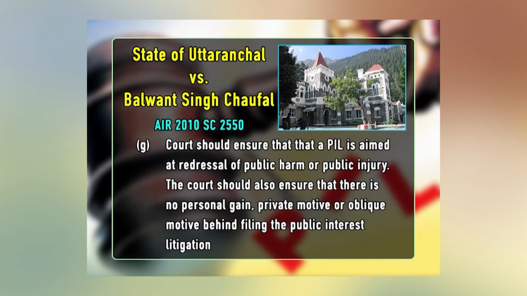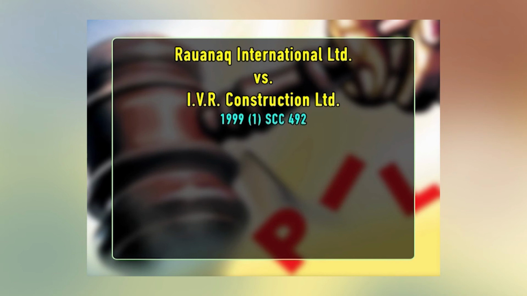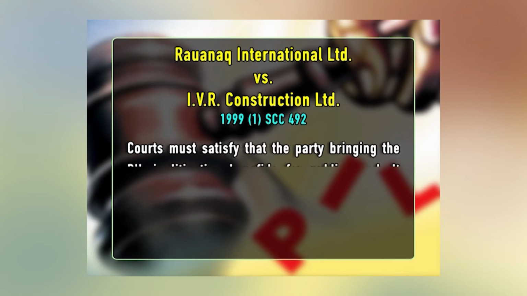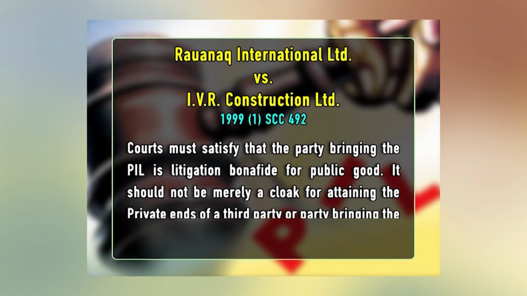However, the court should also ensure that the petition filed by the busybodies for ulterior motives must be discouraged by imposing exemplary costs or by adopting similar novel methods to curb frivolous petitions and the petitions filed for extraneous considerations. In the case of Ronak International Limited versus IVR Construction Limited, it was observed that courts must satisfy that the party bringing the public interest litigation is litigating bona fide for public good.